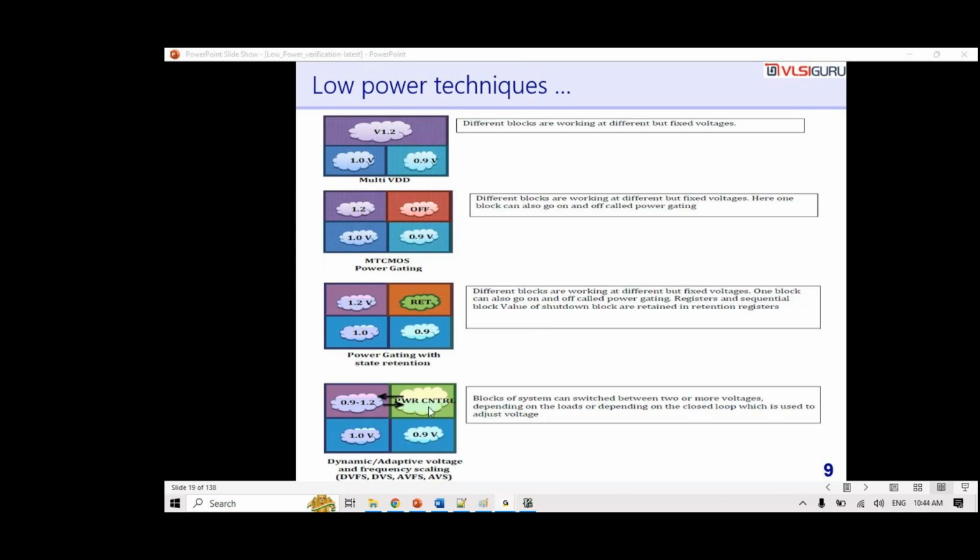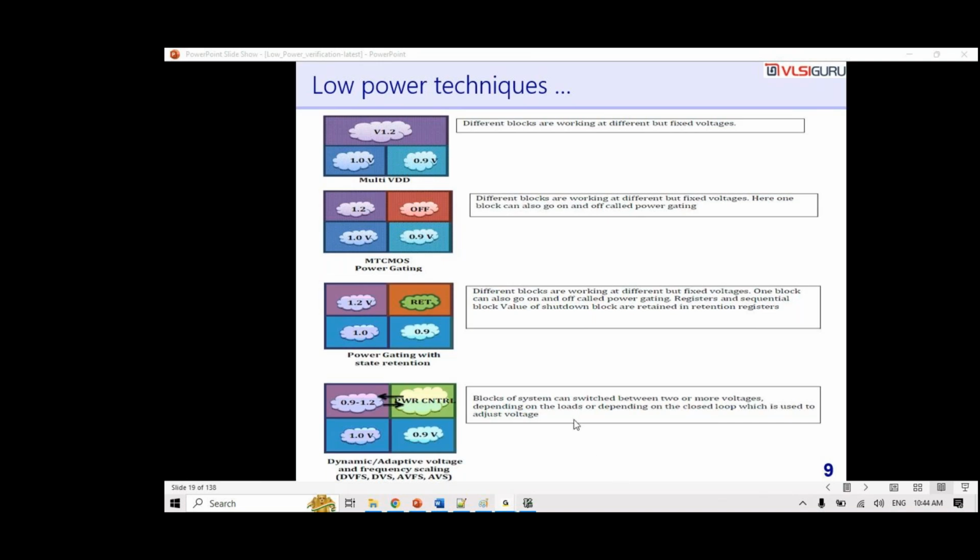Then the fourth one is the interaction of the power controller for dynamic and adaptive voltage and frequency scaling. So here what is happening? All these concepts will still apply here, but you are doing further power control by using dynamic adaptive voltage frequency scaling. We can even call it DVFS, DVS, AVFS, AVS. All of them essentially refer to similar concepts.